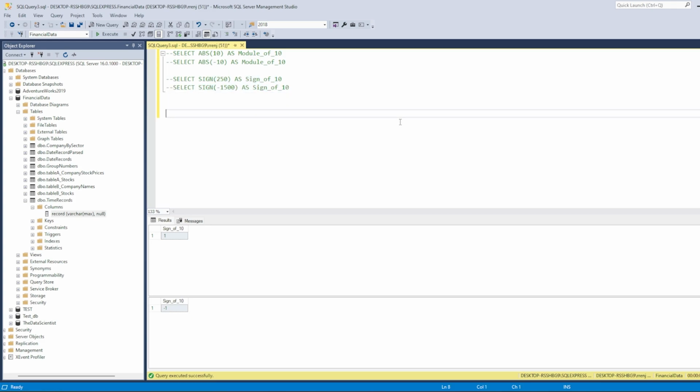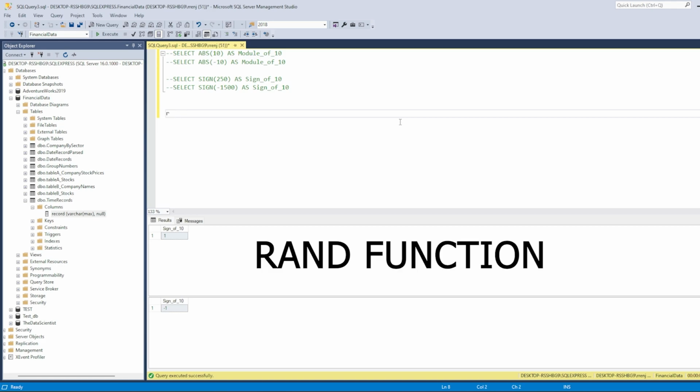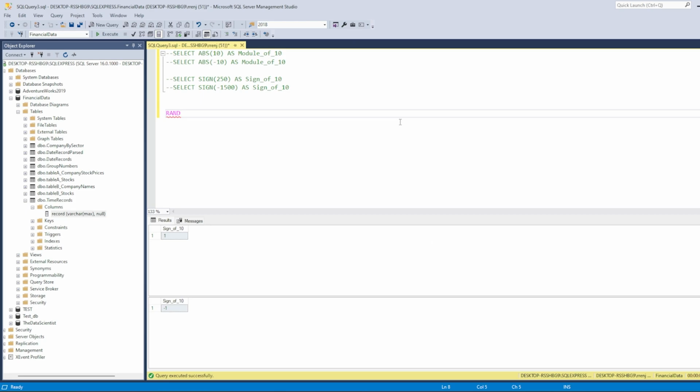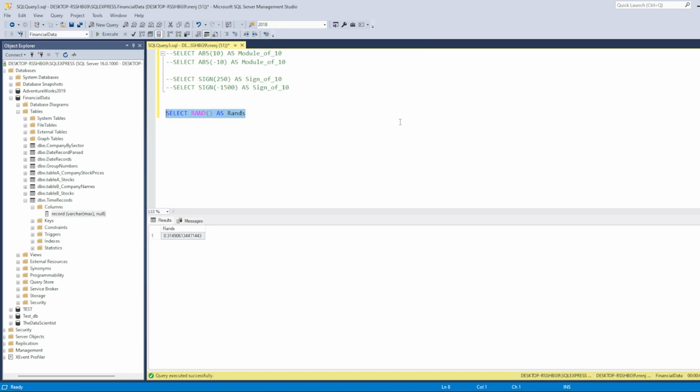So yeah. Now the next one is the rand function, right? This is kind of a cool function because it returns a float number between 0 and 1, excluding 0 and 1. And this is the only non-deterministic mathematical function in SQL. So let me just run select rand, as, let's say, random. Now, every time you run it, it will be a different value, right?